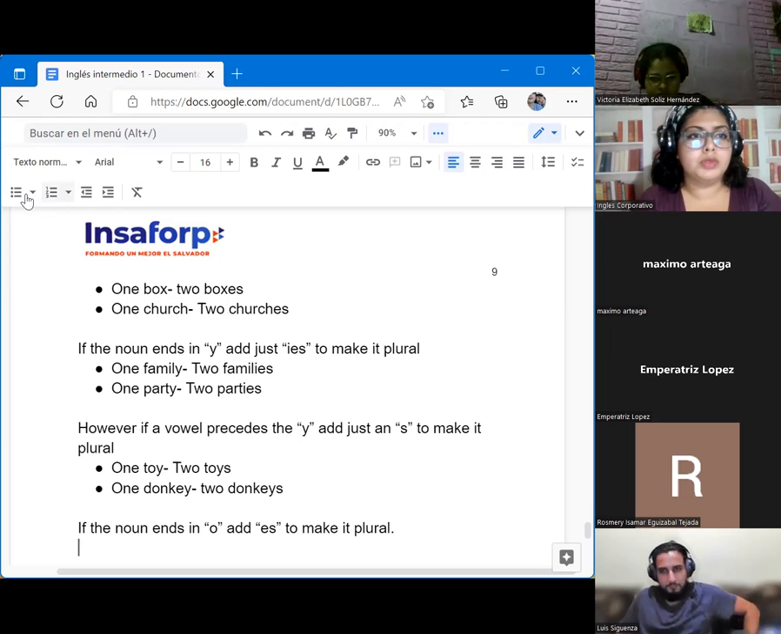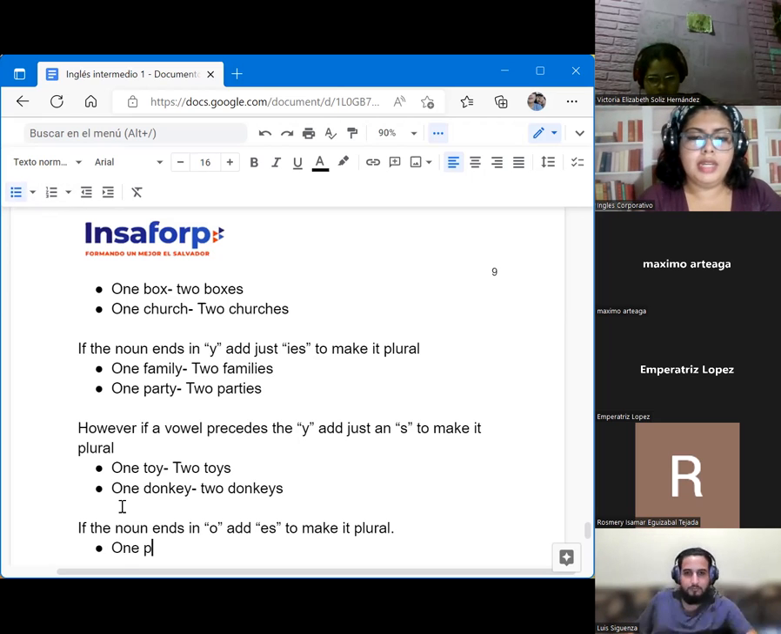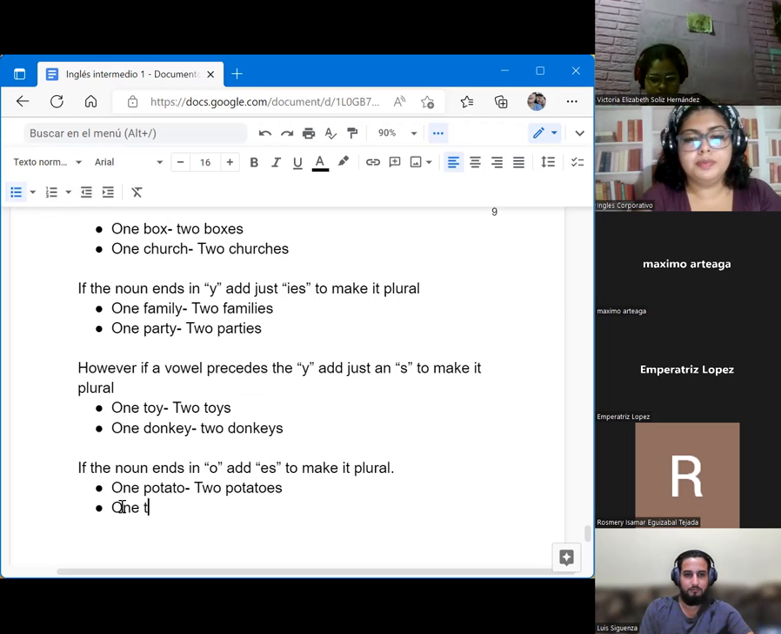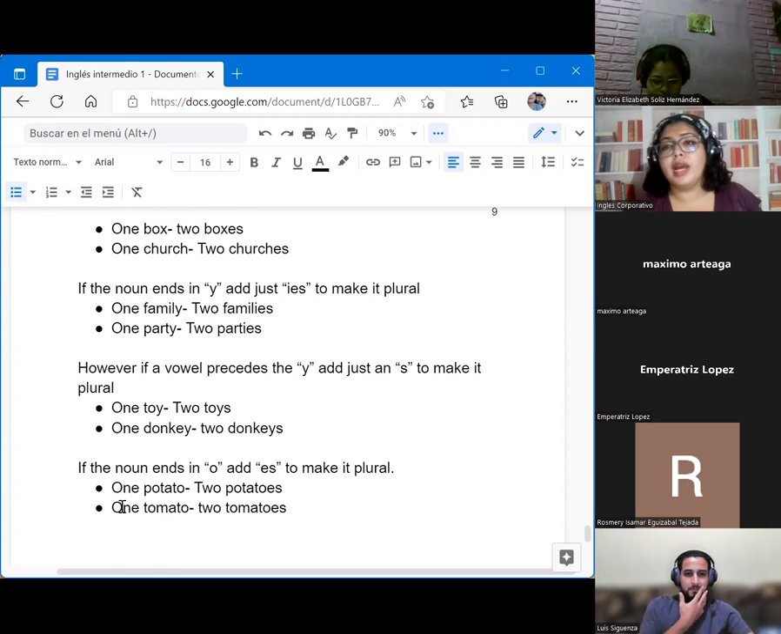And we have the examples. One potato. And we are going to make it plural: potatoes. Then one tomato. And then we are going to change to tomatoes. So in that case, when we have O at the end, we are going to just add ES. Y así transformamos, ¿verdad?, estas palabras. Si tenemos O, solo le agregamos ES.